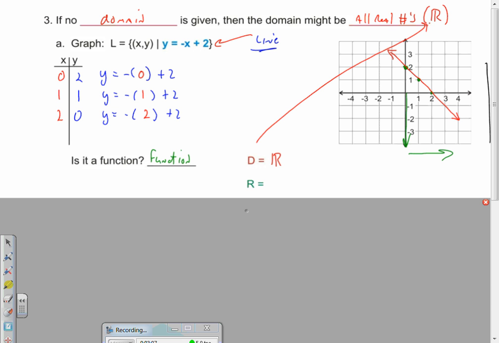Now, how about if I just start going up? If I go up to 10, is the line across from it? Yes. 100, yes. 1,000,000, yes. A zillion, yes. So this line goes forever up and forever down. Therefore, the range is also all the real numbers. Domain, all the real numbers. Range, all the real numbers. All right, let's take a look at the next example.